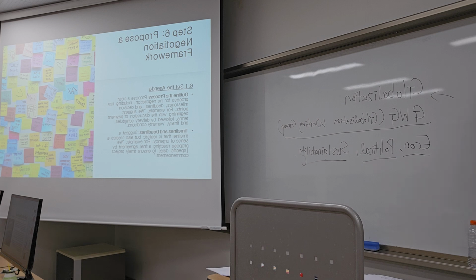Timelines and deadlines. Suggest a timeline that is realistic, and also creates a sense of urgency. For example, we propose reaching a final agreement by a specific date to ensure timely project commencement. And so when you propose the actions to be taken for your proposal, it's very helpful to have the milestones.